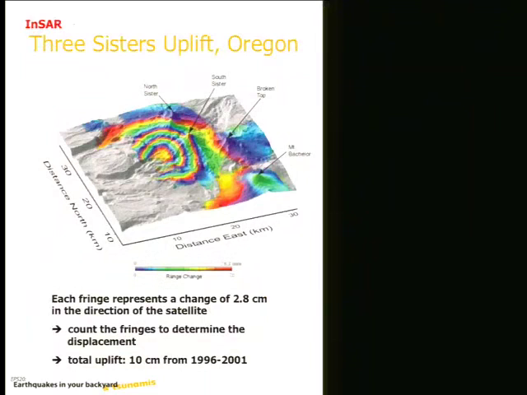Okay, so now we understand how InSAR works. We can use it to measure these deformations. I want to show you, first of all, a volcanic example. So this is the Three Sisters uplift that occurred in Oregon, a little more than a decade ago at this point. But it was a very nice example where we could use InSAR to measure the deformation of a volcano. And so these are what are called fringes.